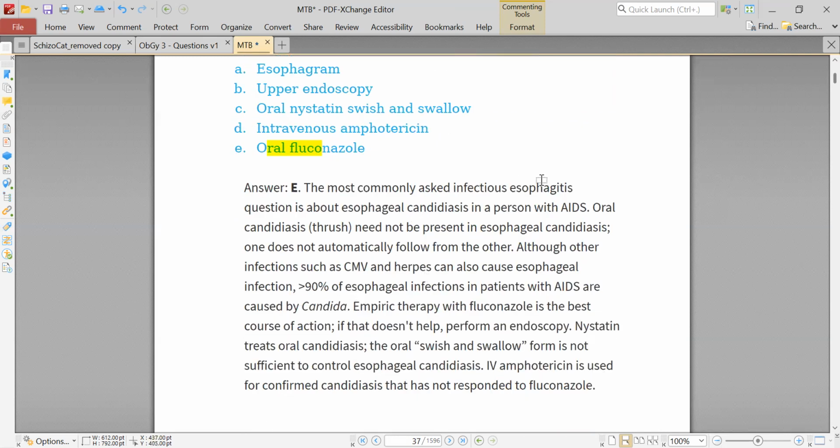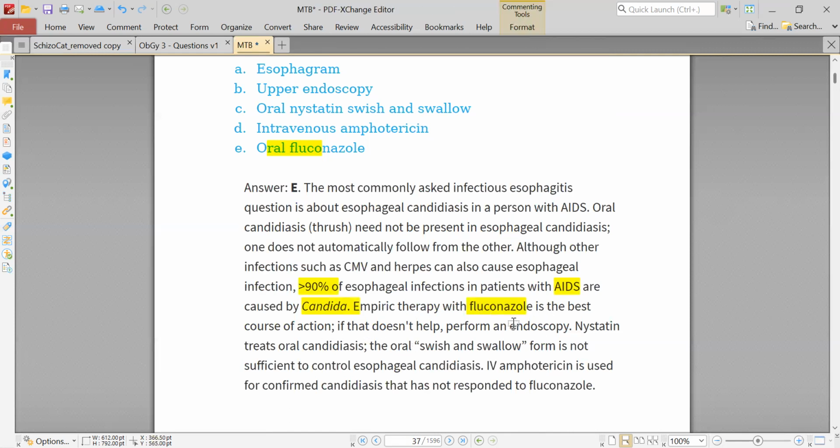The most commonly asked infectious esophagitis question is about esophageal candidiasis in the person with AIDS. Oral candidiasis, the thrush, need not be present in esophageal candidiasis. It does not automatically follow from each other, although cytomegalovirus and herpes can also cause esophageal infection. But 90% of the esophageal infections in HIV and AIDS patients are caused by Candida. Empirical treatment is going to be fluconazole. This is the best course of action.